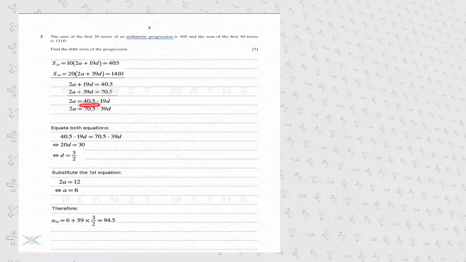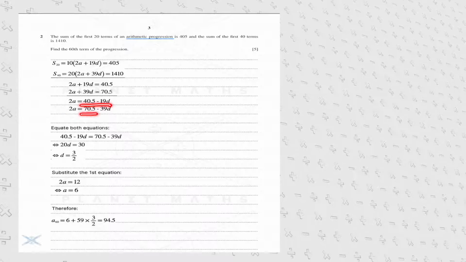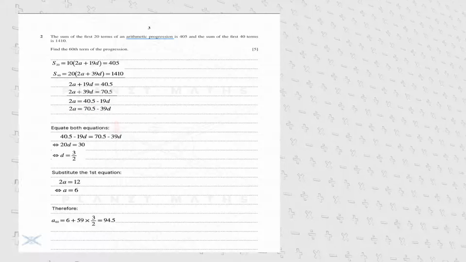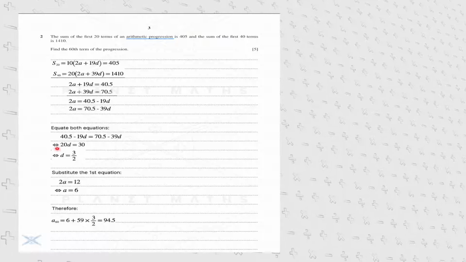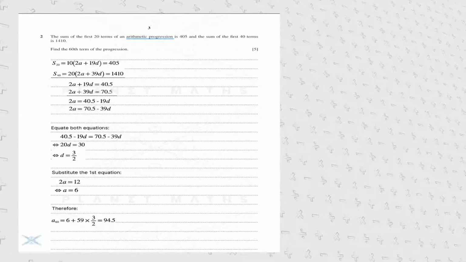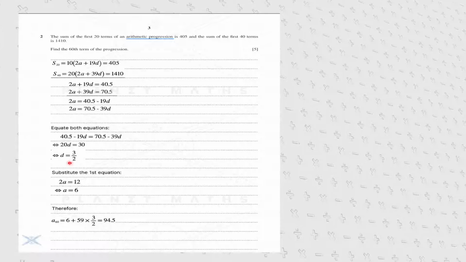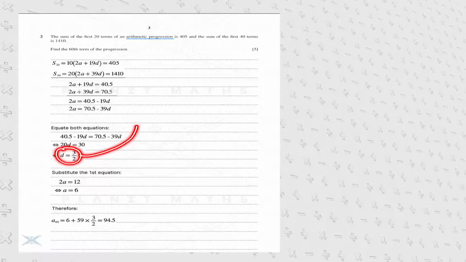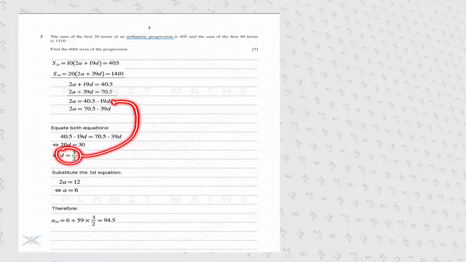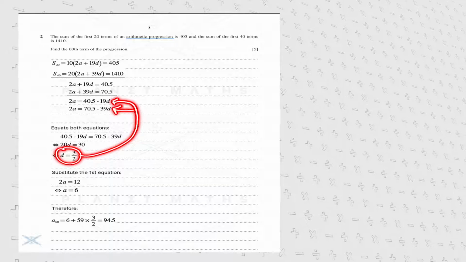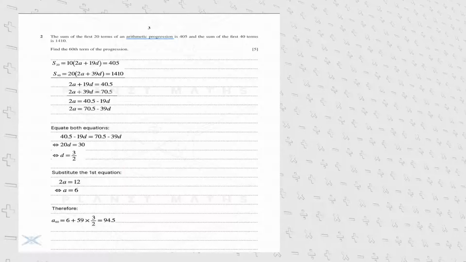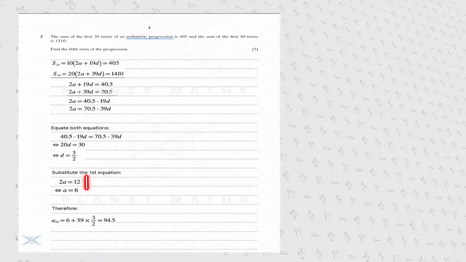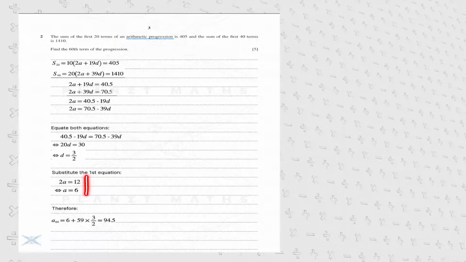Since 40.5 minus 19d and 70.5 minus 30d both represent 2a, we can now equate those two equations with one another to find our value for d, and after rearranging for d we will receive its value, which is 3 over 2. Now we can take this value to find out the value for a. We can either substitute d for 3 over 2 in the first or in the second equation. I've opted for the first one for no specific reason other than that the values here are smaller. So after doing so we can easily figure out the value for a, which is 6.